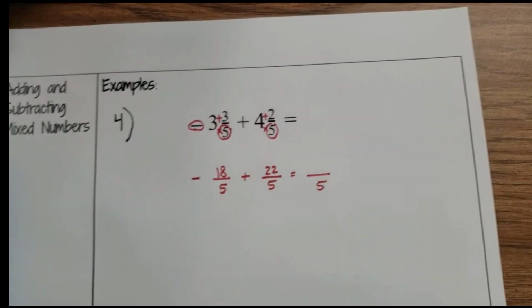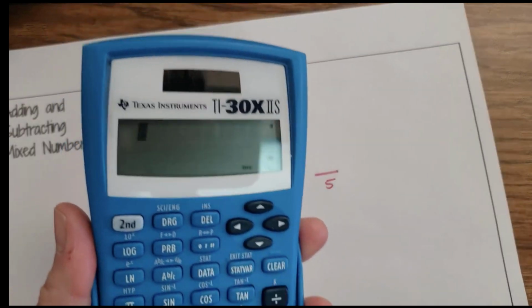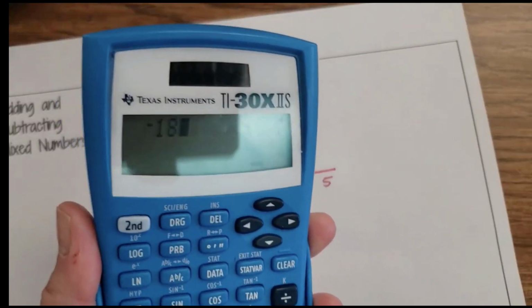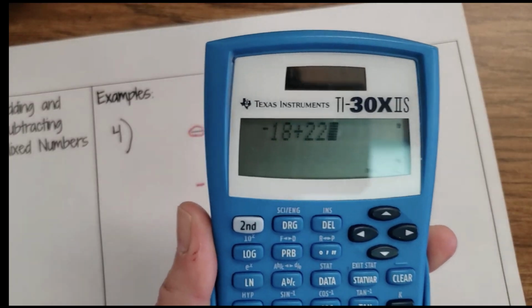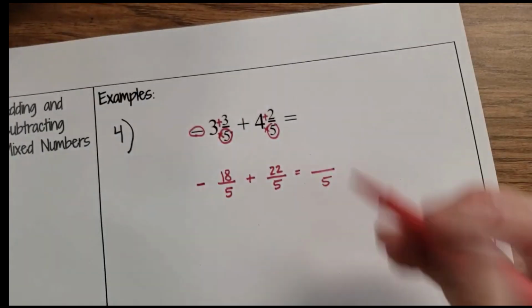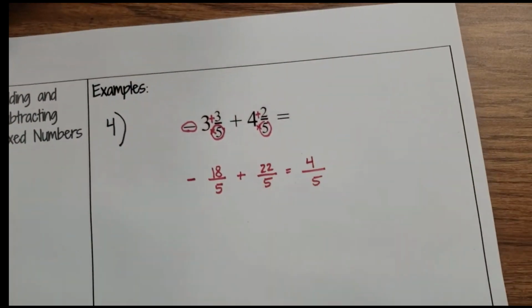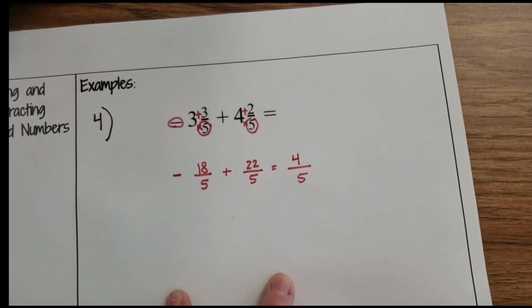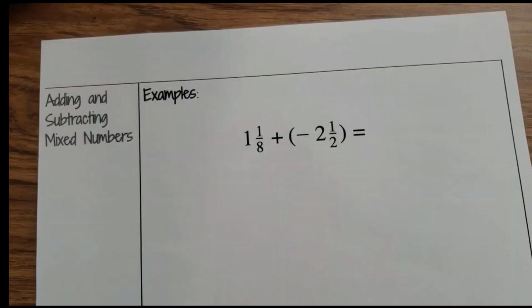We are going to get some fifths. Again, if you want to use a number line or you can use your calculator, we type in negative 18 plus 22, looks like we're going to get positive 4. Now, check to see if you can simplify. 4 fifths? Nope, we are good to go.